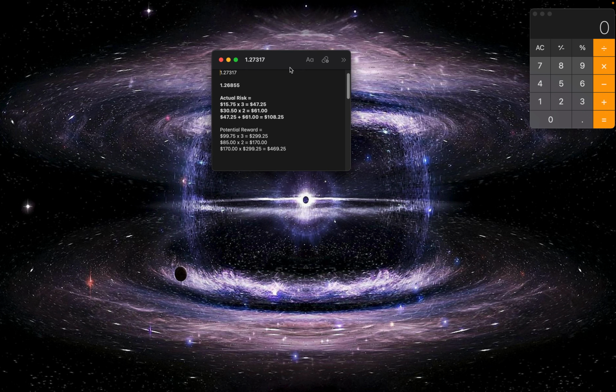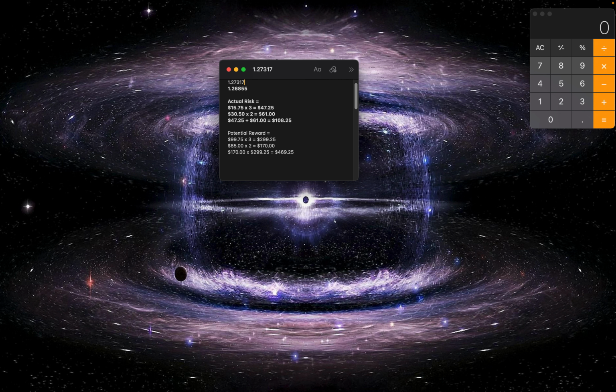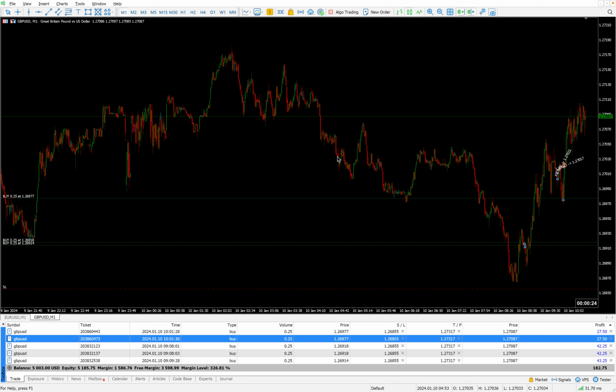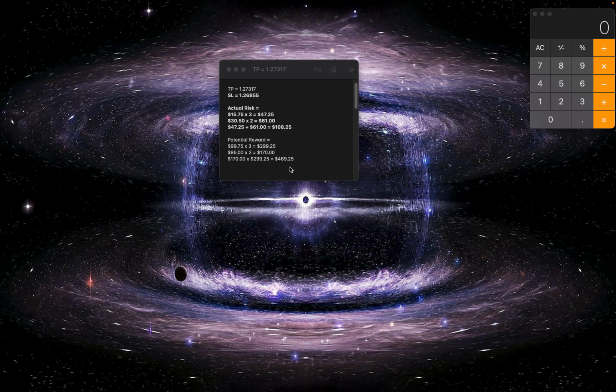But yeah, just real simple, this is my current take profit right here. This is my stop loss right there, okay. And then yeah, I just did the calculations. Just check on that real quick, make sure it's still good. But basically, my bottom two positions are these.